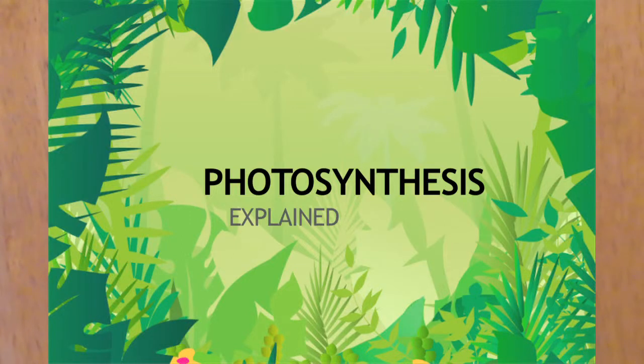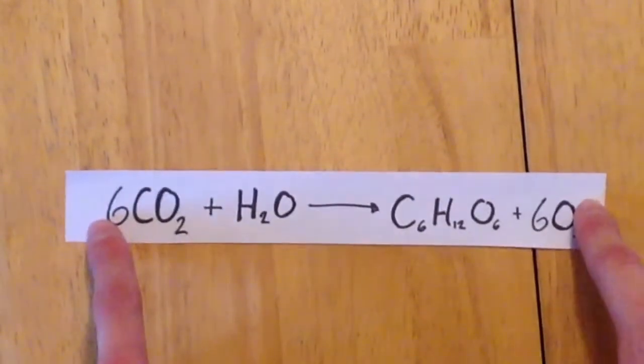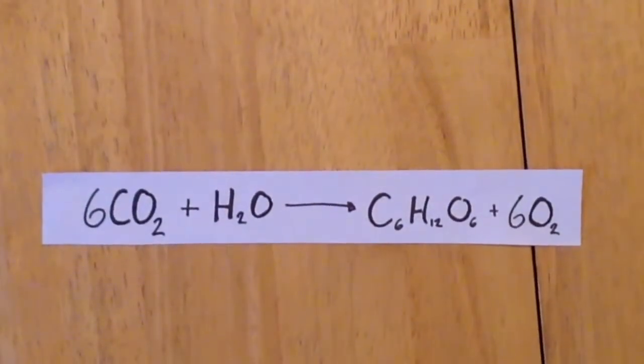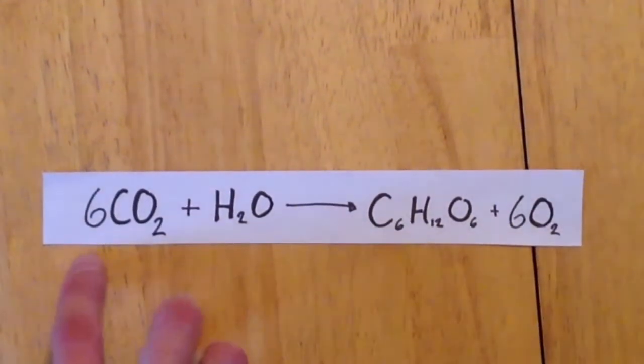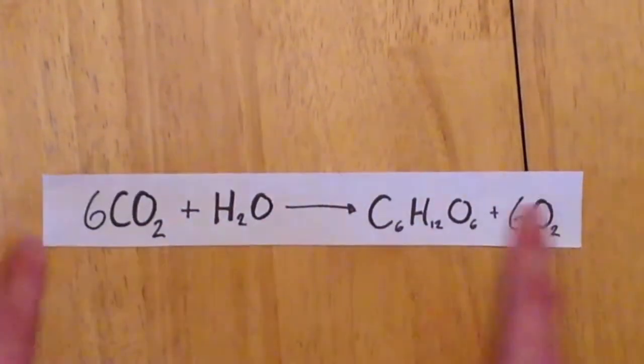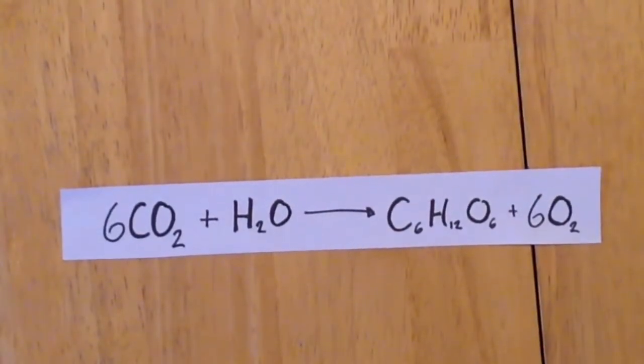Okay, photosynthesis, where plants make their energy, and basically where the energy for everybody else is made as well. It's done with this little formula here, and it pretty much represents what's going on in photosynthesis. But it's not quite as simple as it looks here. There's a complex series of reactions that happens to make this possible.